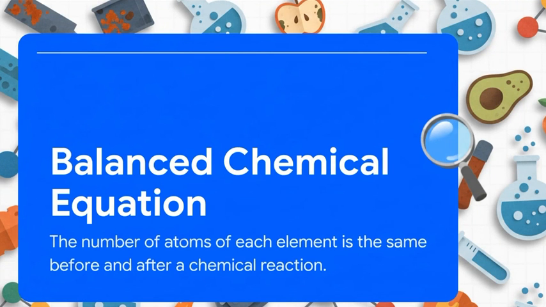But hold on, we can't just throw the symbols down. The equation has to be balanced. This is all because of a super important rule in nature called the law of conservation of mass. It basically says you can't create or destroy atoms in a chemical reaction. They just get rearranged. So the number of atoms of each element you start with on the left has to be the exact same as the number you end with on the right.